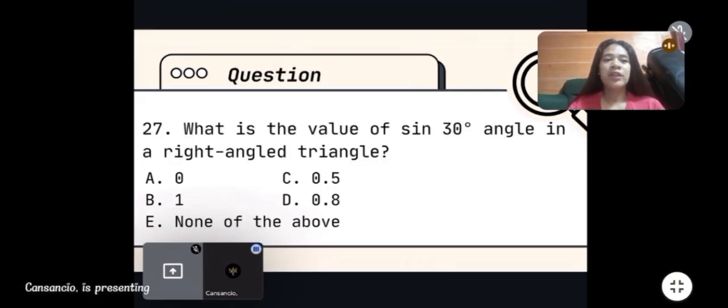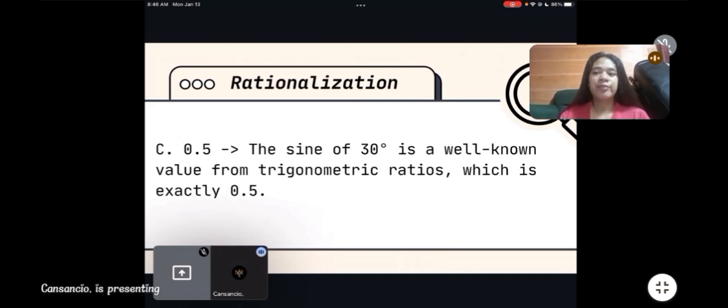What is the value of sin 30-degree angle in a right triangle? A. 0, B. 1, C. 0.5, D. 0.E, or letter E, none of the above. So the correct answer is letter E, 0.5, because the sine of 30 degrees is a well-known value of trigonometric ratios, which is exactly 0.5.